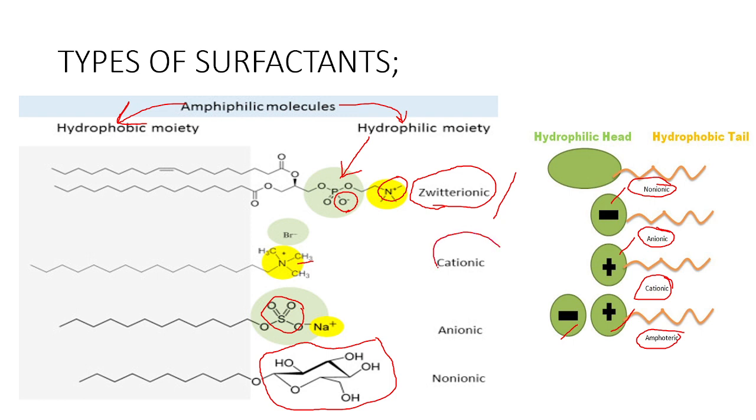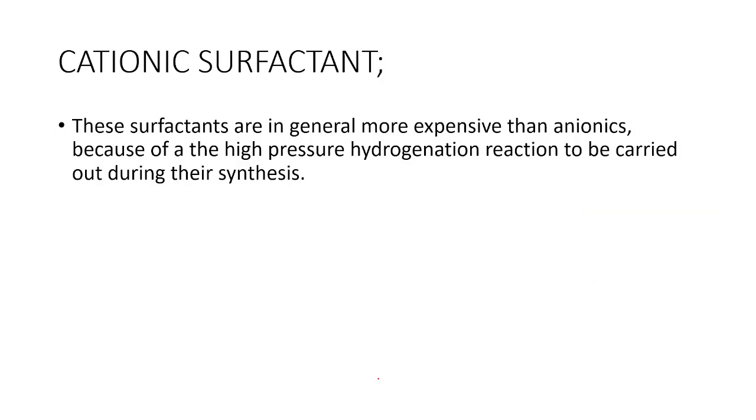Next one is the cationic surfactant, nothing but a surfactant containing a positive charge. See, this nitrogen is there, and that nitrogen contains a positive charge, hence we call it a cationic surfactant. Next one is the anionic surfactant, nothing but a negative charge. See here the sulfate group is there, and that sulfate group contains a negative charge. Non-ionic is nothing but where we do not observe either a positive or negative charge, hence we call these non-ionic surfactants. This is about the types of surfactants.